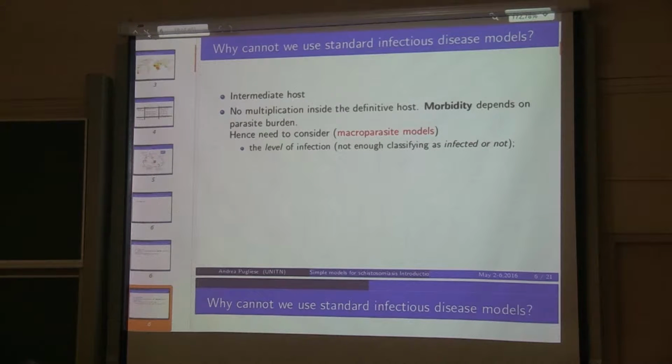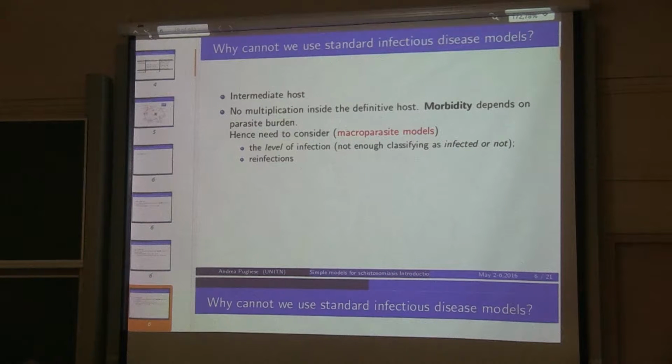So this is one of the things. The other point is that you need to consider reinfections. While in the other epidemic models that you have seen, there are infected people and it's not important whether they are re-exposed, here this is essential because this is what allows the parasite level to grow.